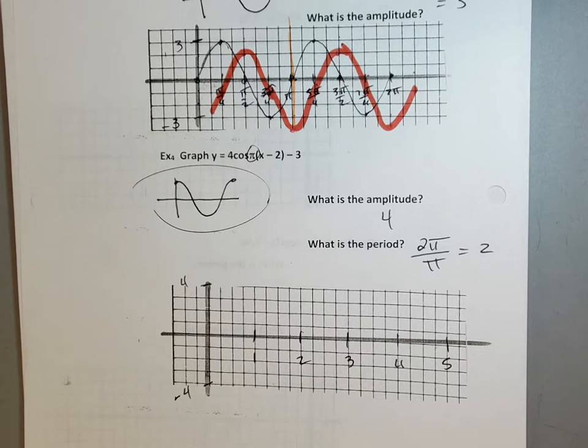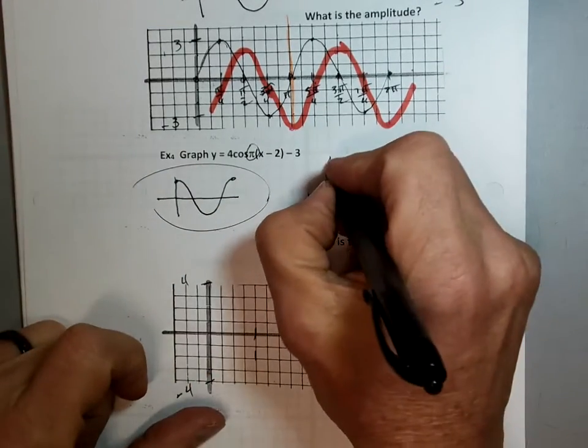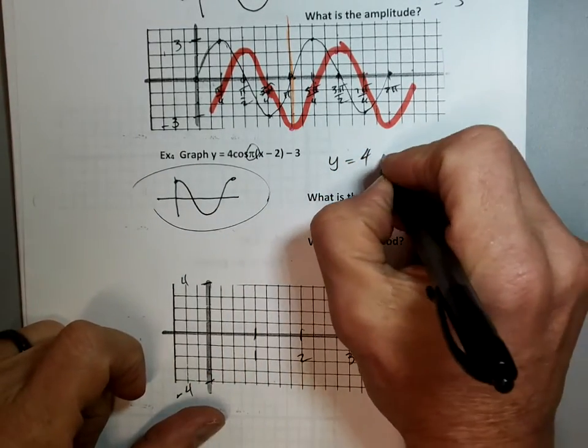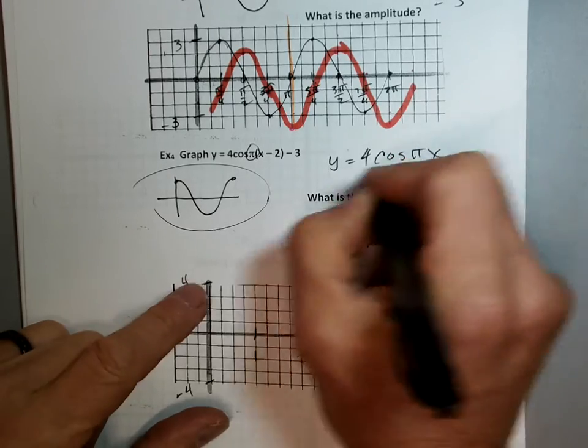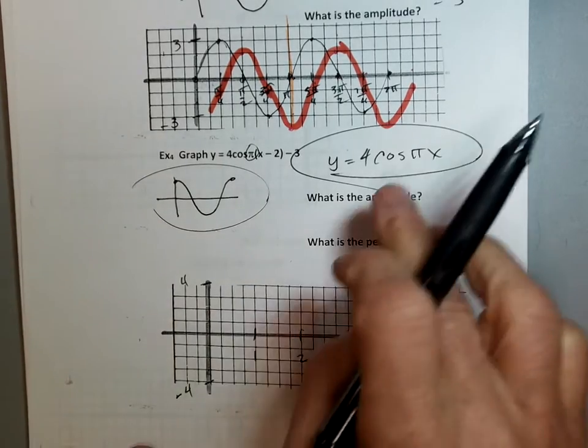So then from here, let's take this shape: y equals 4 cosine of pi x. Graph that first, and then we'll move it. Okay, so first, let's try and put this graph in here.